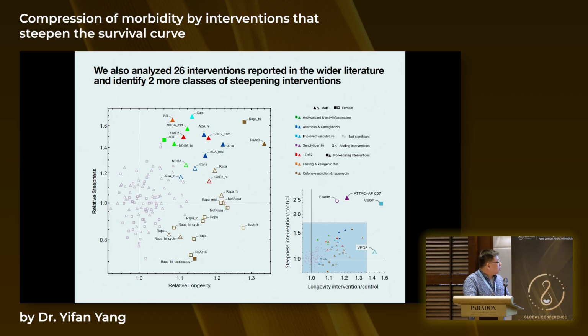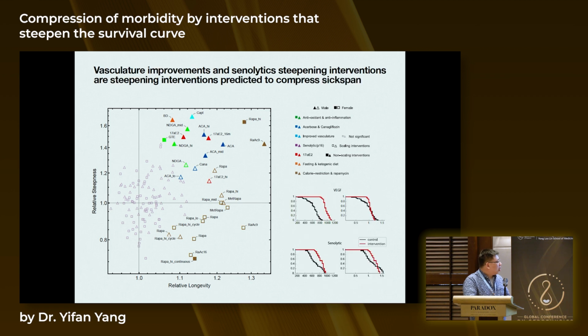We also scanned the literature to find 26 additional interventions that are not published in the ITP. So there are 2 more classes of interventions, which are VEGF overexpression and senolytic drugs that kill senescent cells. So under also these 2 classes of interventions, we predict that healthspan would be compressed in mice.